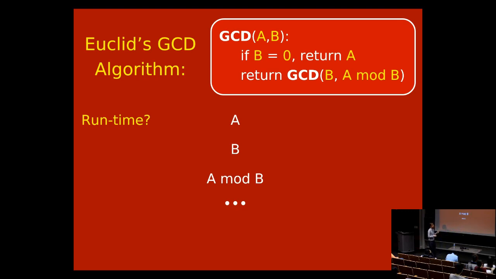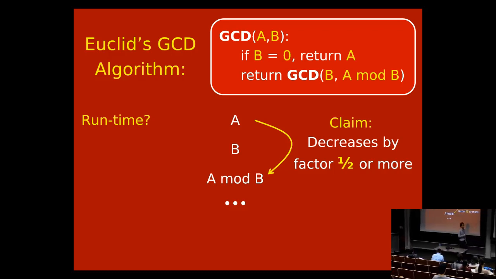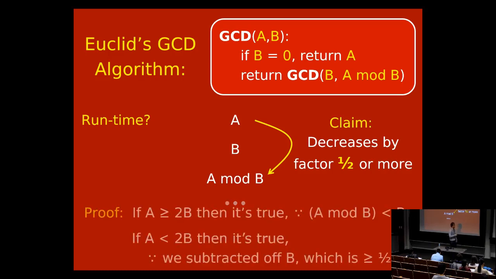So let's say we're going through the algorithm, and at some point we have a GCD of A and B, and the next thing we do is compute A mod B. And I want to tell you that in doing that, the numbers have gotten noticeably smaller. And in fact, what I'll specifically claim is that when you go from A to A mod B, that number decreases by a factor of half or more. That is, this number is at most half of this number.